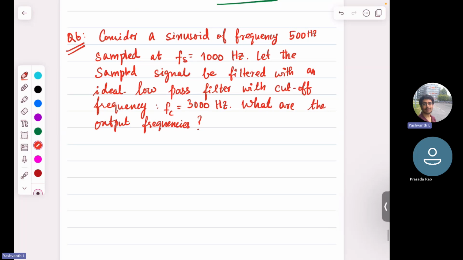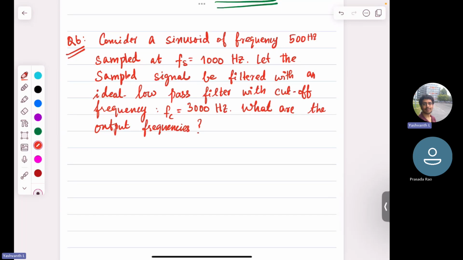That is, now this sampled signal I'm passing through a low pass filter of fc equal to 3000 hertz. Cutoff frequency is 3000 hertz. So I'm asking what will be the output frequency. Okay, so let's try to understand. For example, solution: your actual x of t is nothing but sine 2 pi 500t.